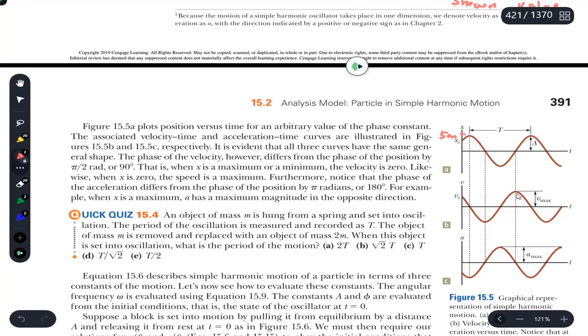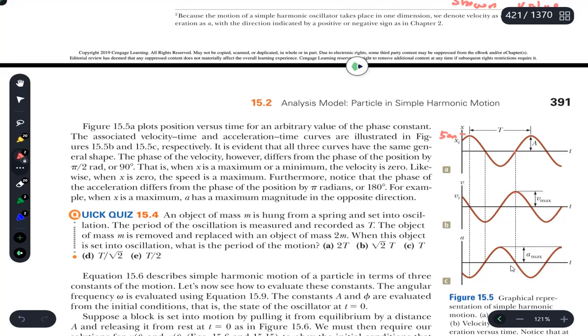Therefore, the Y value is V maximum. Okay, and the same goes with the acceleration graph. Something to ponder: previously, I did mention that the V maximum occurs at the equilibrium. Look at how when it is at the equilibrium, yes, V turns out to be maximum. However, acceleration turns out to be 0.